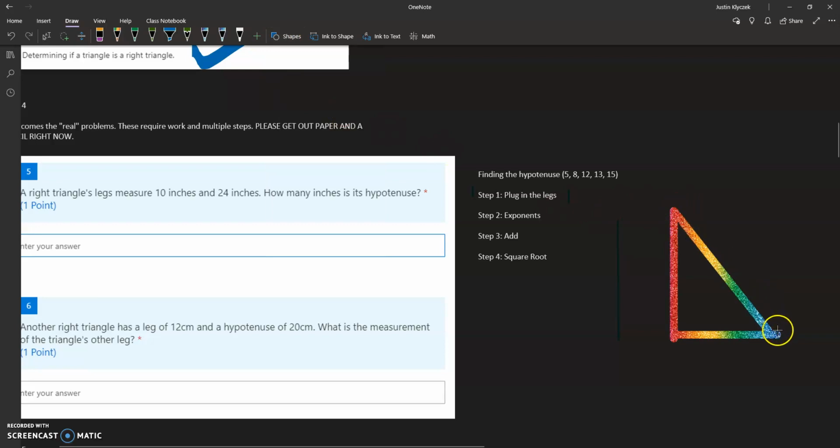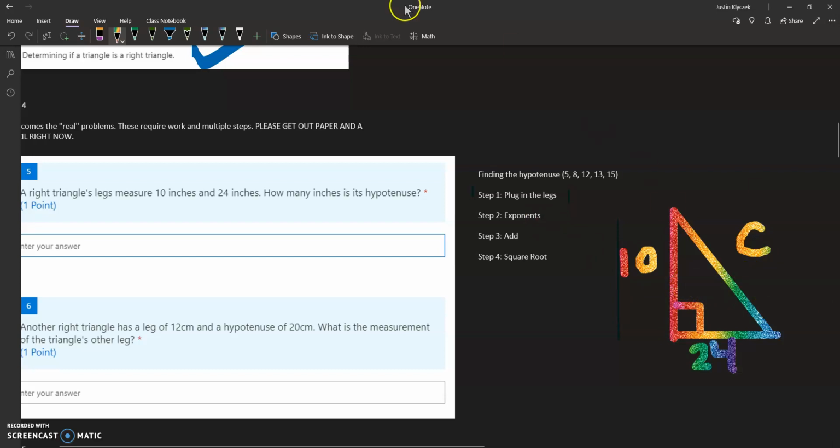Okay, so here is our right triangle. And we know the legs are 10 and 24, and I know that because it says so. Now remember, the legs of a right triangle are the ones that are perpendicular. They form the right angle. We know that the hypotenuse is always across from the right angle, and it's always the biggest side.